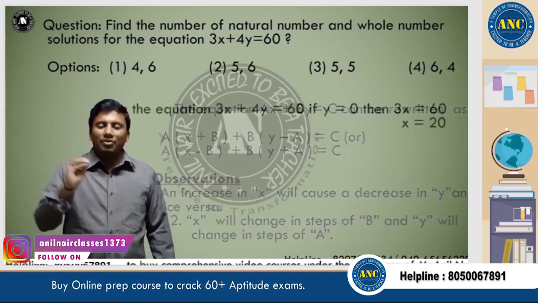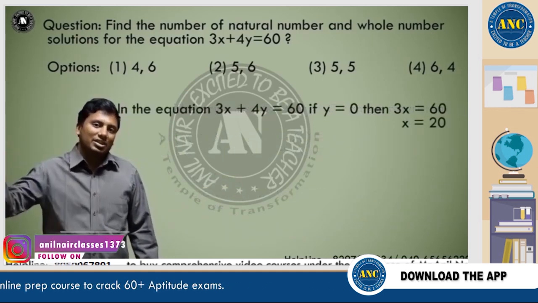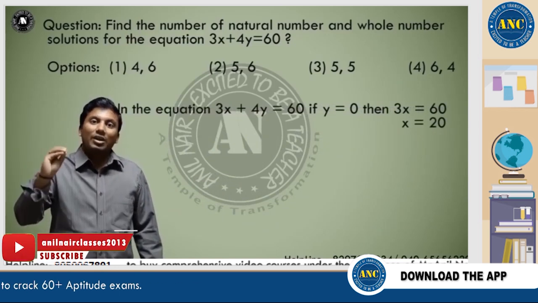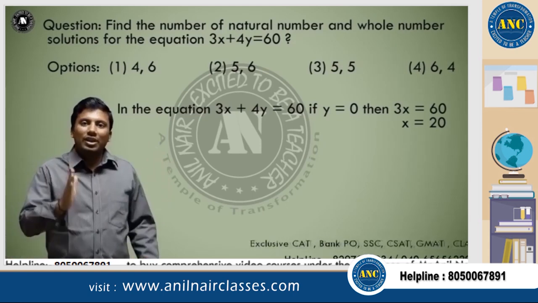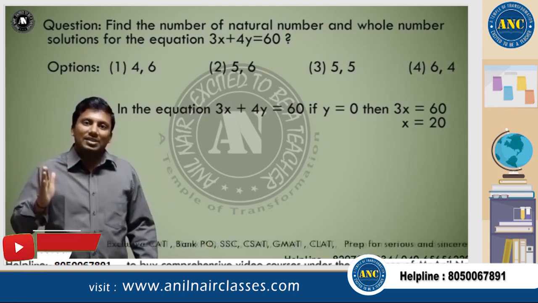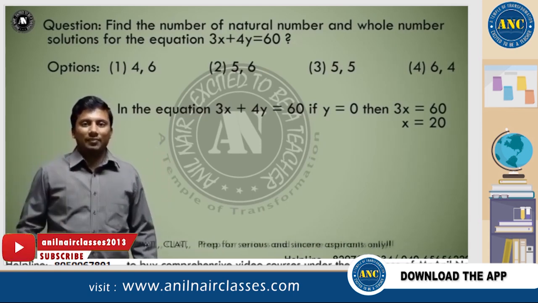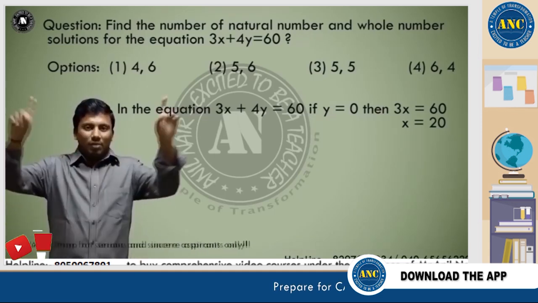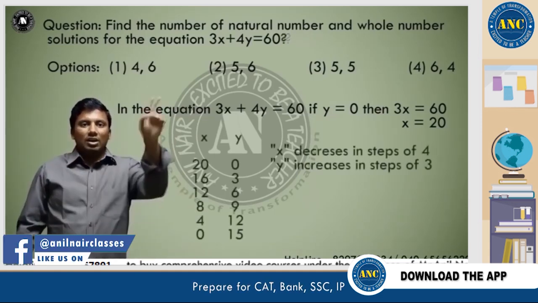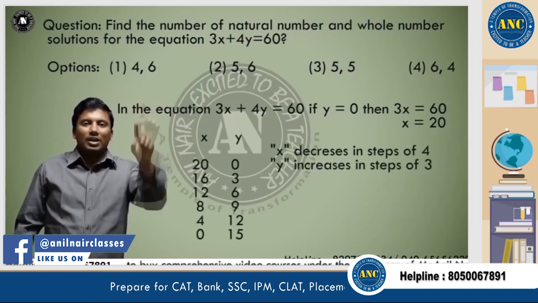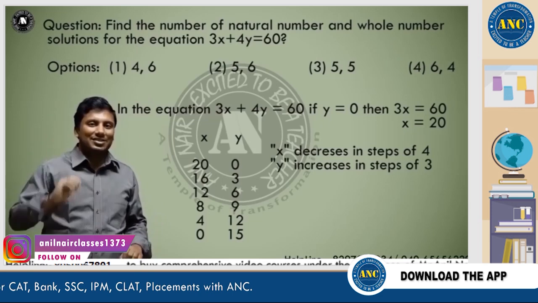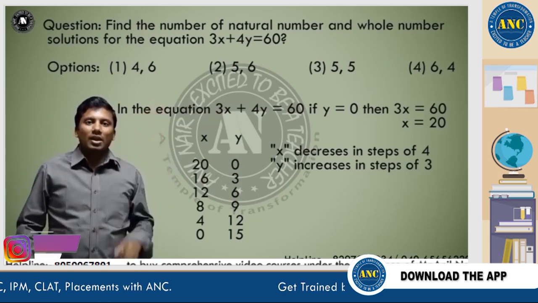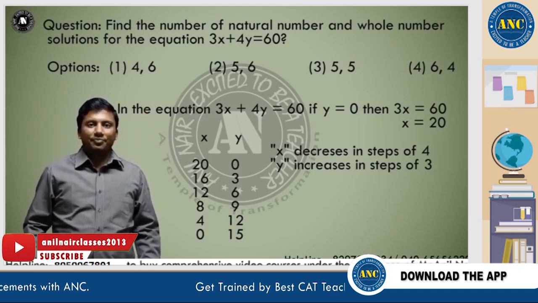For example, 3x + 4y = 60. I place y = 0. If y is 0, 3x becomes 60. x will be 20. So let us prepare a table which goes like this. In the first column let us take the values of y, and in the second column the values of x. If y is 0, x will become 20.